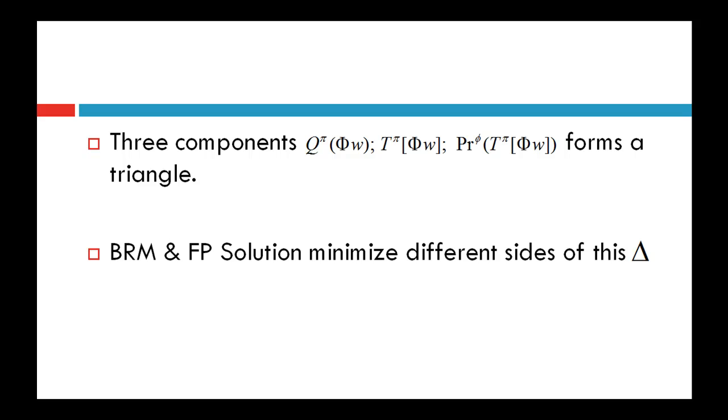So the three components of the Bellman equation with linear function approximation are: one, the value function itself, which is phi times w; two, the Bellman operator applied to the value function, defined as T pi of phi w; and three, when it is pre-multiplied with the projection matrix, Pr phi times T pi of phi w. These three components form a triangle, and the Bellman residual minimization and the fixed point solution minimize different sides of this triangle.